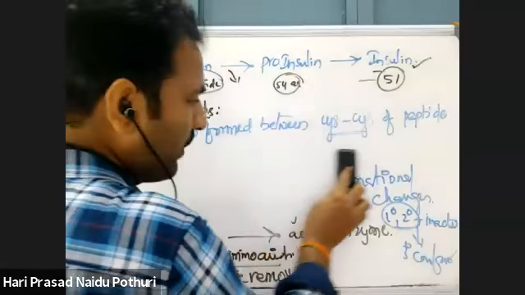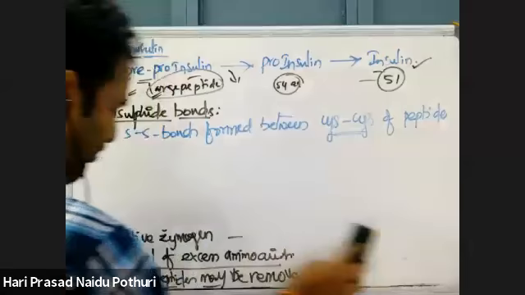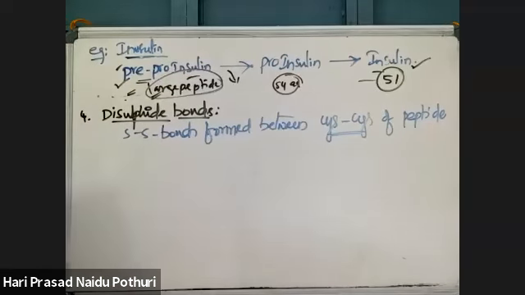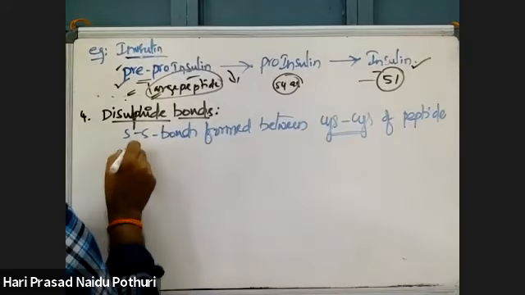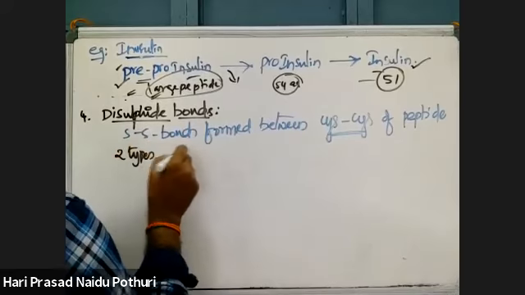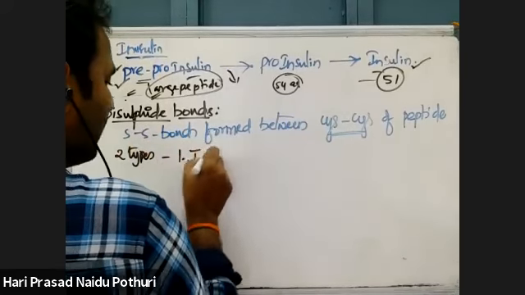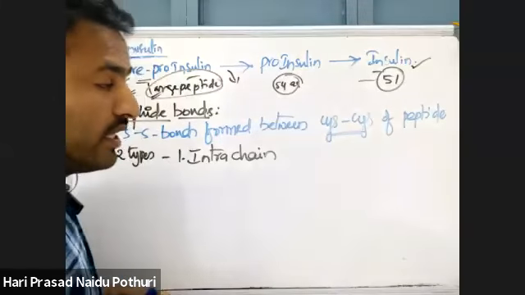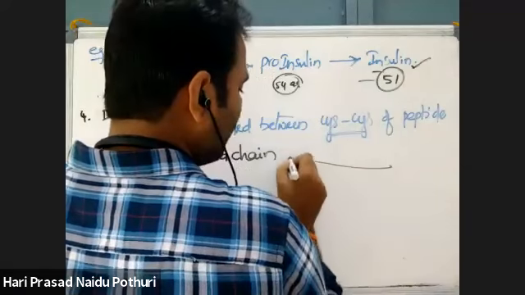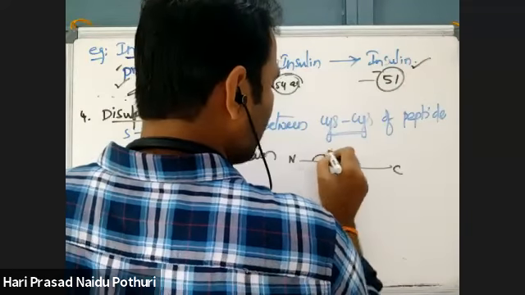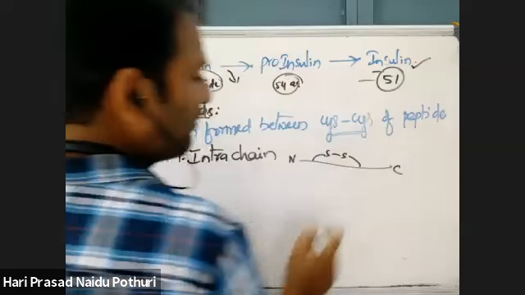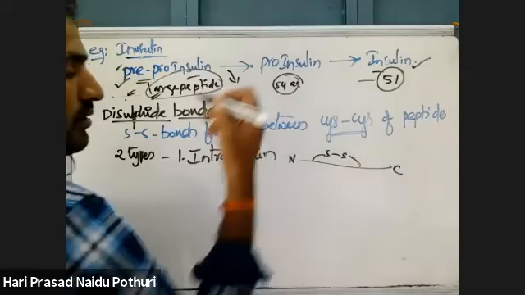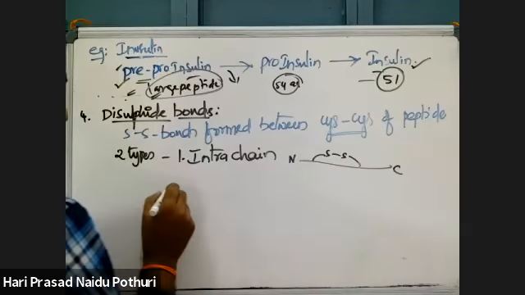These disulfide bonds are again divided into 2 types. One is intra-chain. Intra-chain disulfide bond means a protein with N-terminal, C-terminal is there, and within the same peptide a disulfide bond is formed like this. This is intra-chain.